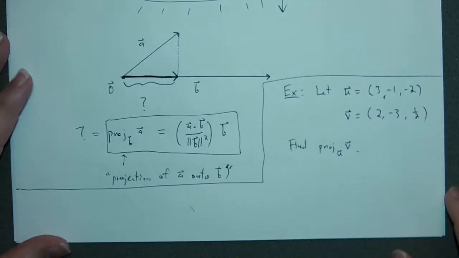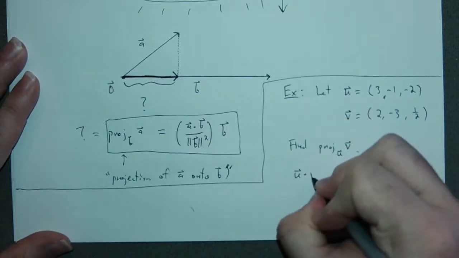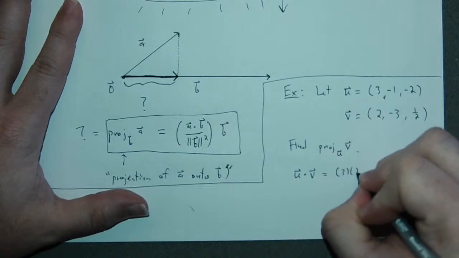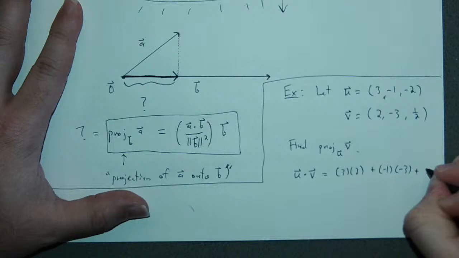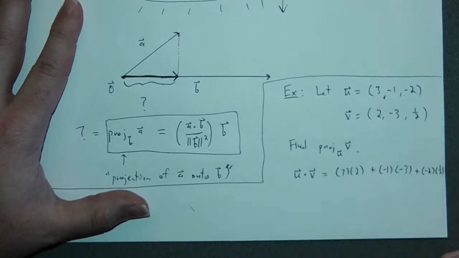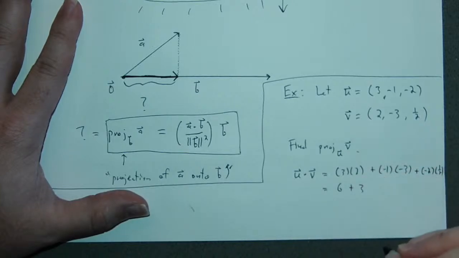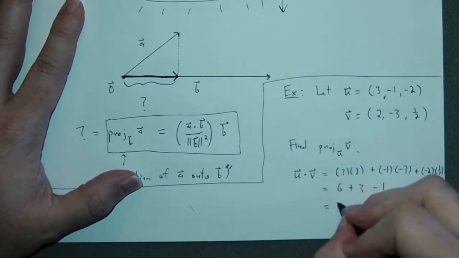Okay. So I need to compute the dot product of U and V. So what is U dotted with V here? This is 3 times 2 plus minus 1 times minus 3 plus minus 2 times 1/2. Okay, so this is 6 plus 3 minus 1. All right, so this is 8.